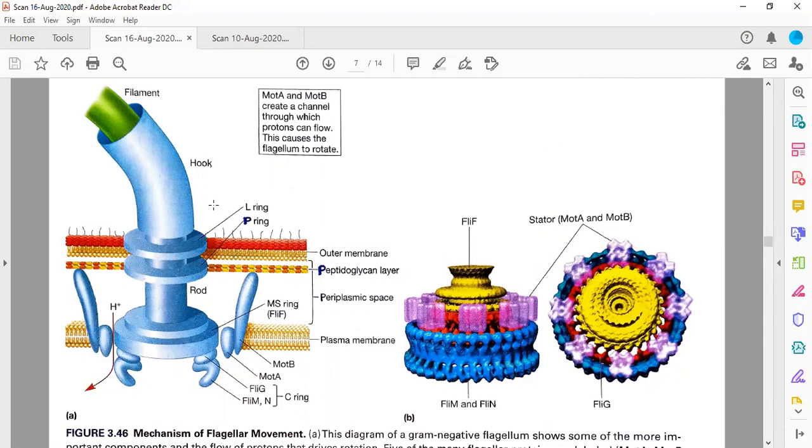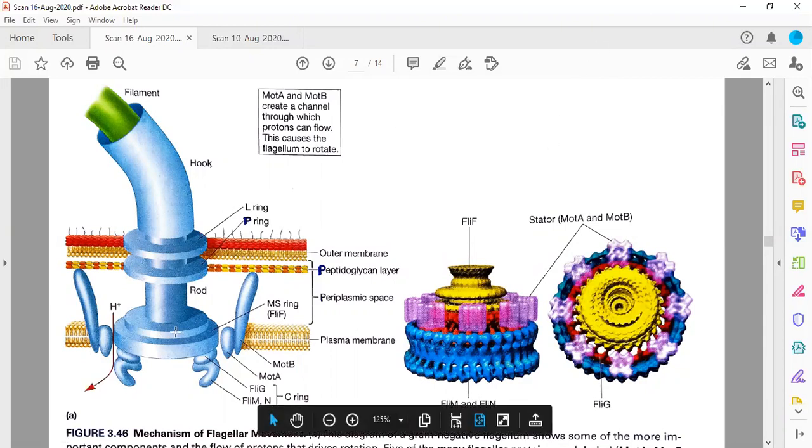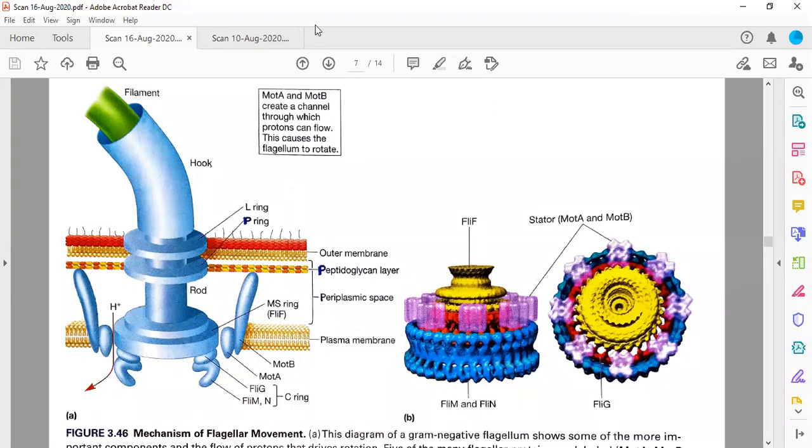Okay. So this structure, which is given in this particular diagram, is actually a gram-negative flagella. As you can see, there are 4 rings. So one ring is called the L ring, L for LPS. We know gram-negative bacteria have an outer membrane, which majorly has lipopolysaccharides, the LPS layer. Since this ring is present in this LPS layer, it is called the L ring.